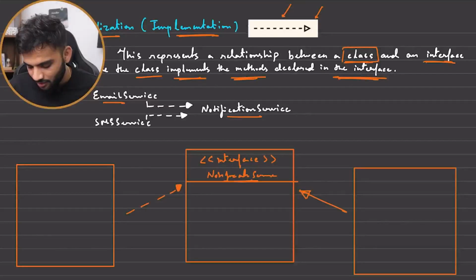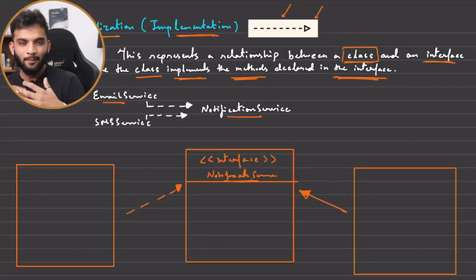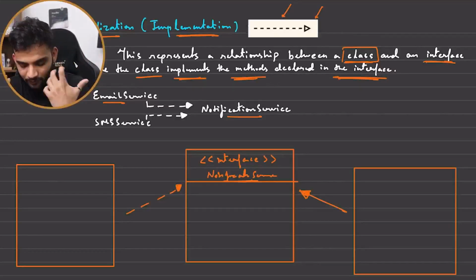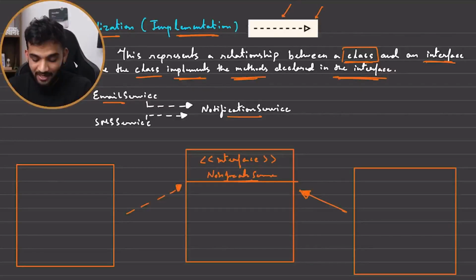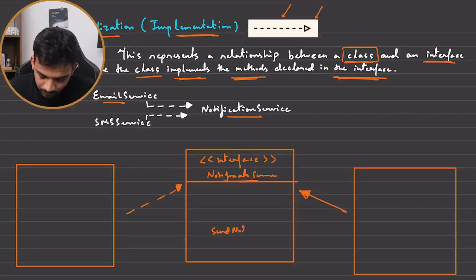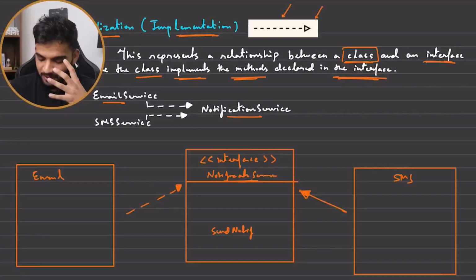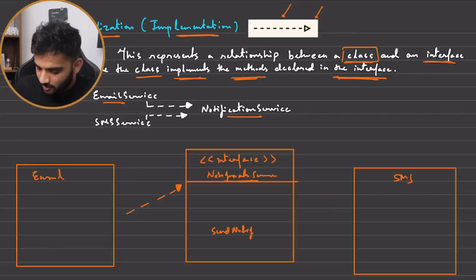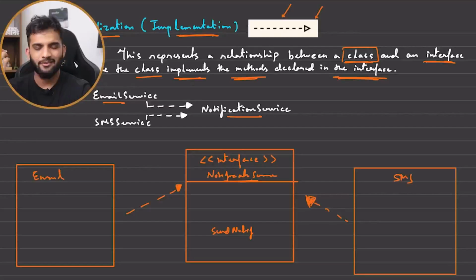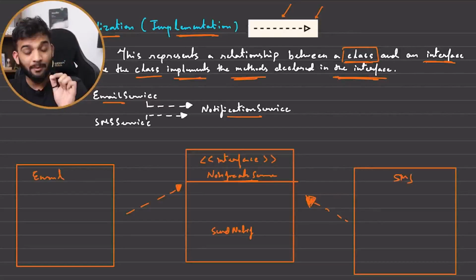I'm very tired, so I'm not going to write a lot more, but you understand the gist, right? If the NotificationService is asking you to implement a method like sendNotification, you're going to implement that in the email as well as the SMS. In both ways, you can send a notification. So this particular arrow means, my bad, over here it will be an arrow. You get it, right? Perfect. So that was about implementation.